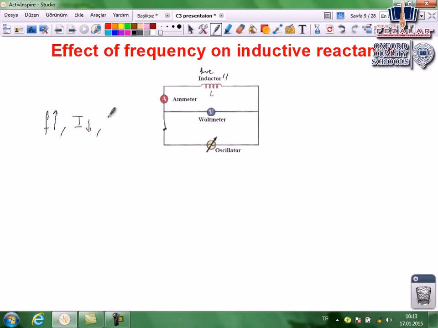Current decreases means that reactance in the circuit increases. When frequency is decreased, current increases, that means XL decreases too. Frequency is increased, XL increases. Frequency is decreased, XL decreases. That means XL is directly proportional to f.